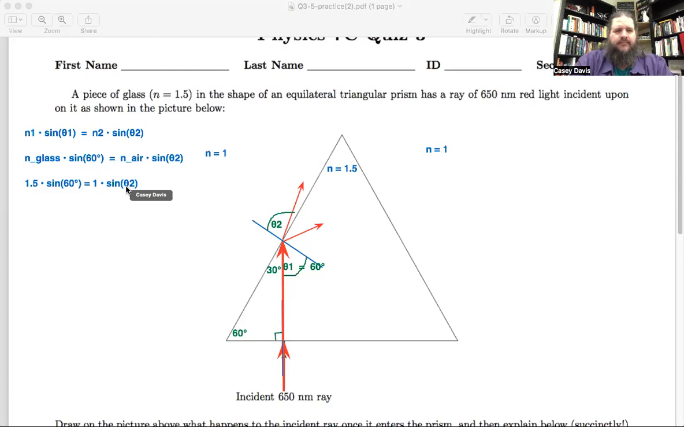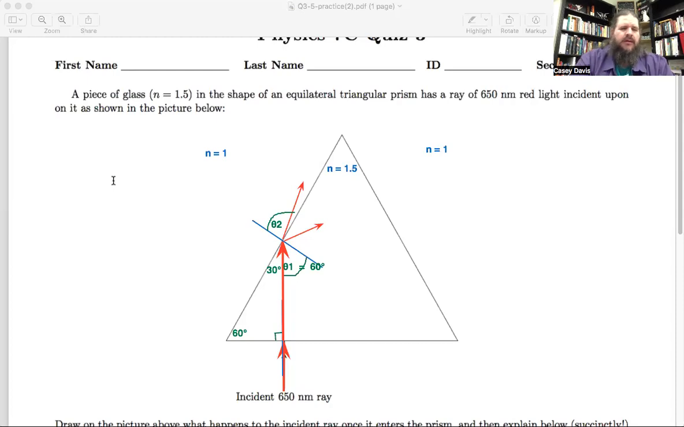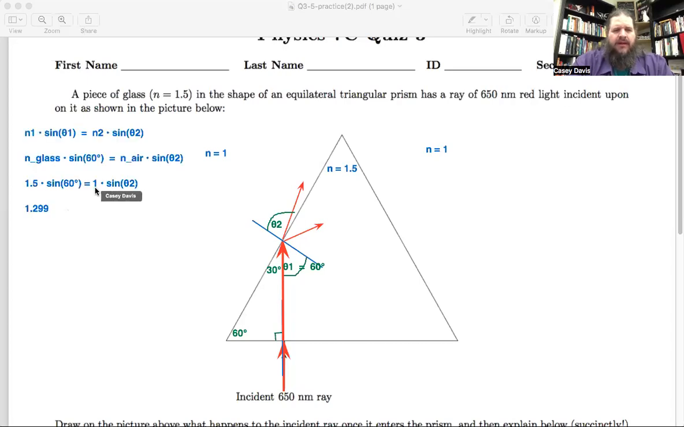So 1.5 times sine 60 is 1.299, and then we take the arc sine of that. Yeah, 1.5 times sine 60, 1.299, you said? And if this were anything other than 1, we'd have to divide by that multiplier also, but the times 1 doesn't do anything, so we can ignore it. And before we take the arc sine of both sides, what do you notice about this that something's going to go wrong?